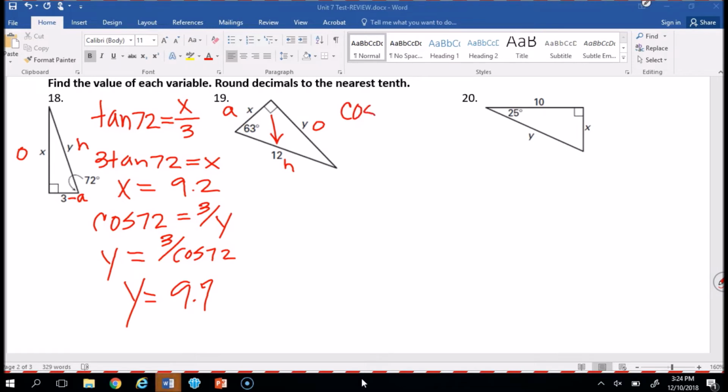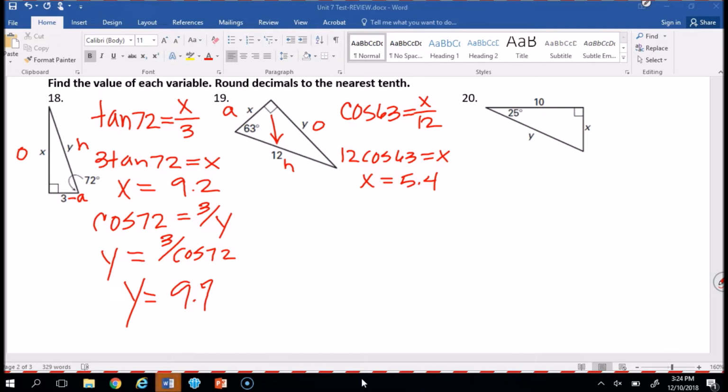So we're going to say the cosine of 63 equals adjacent over hypotenuse, which would have been x over 12. So again, we multiply both sides by 12, so that would be 12 cosine of 63 equals x. So our x is going to be 5.4. Then we can use another ratio to solve for y.